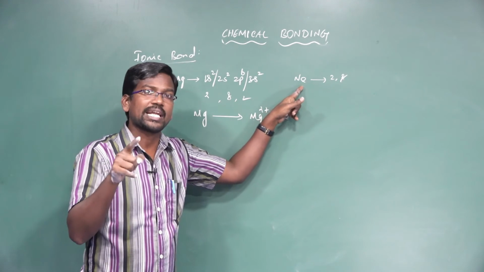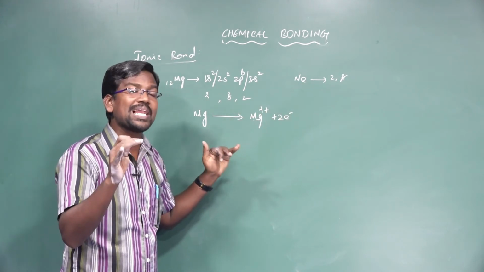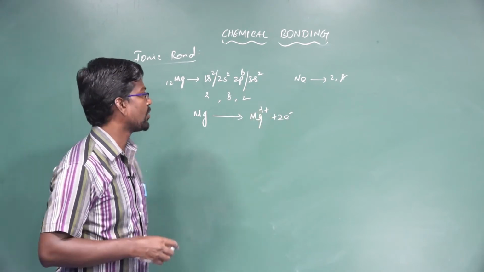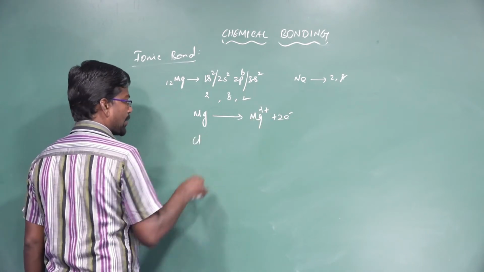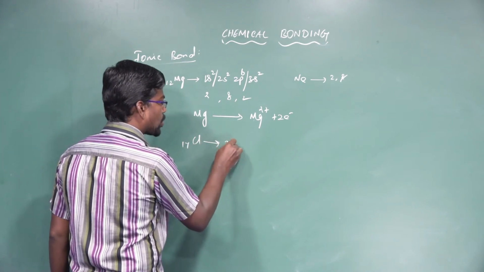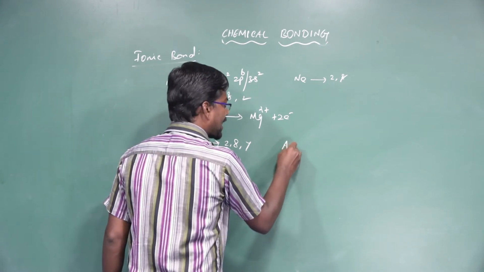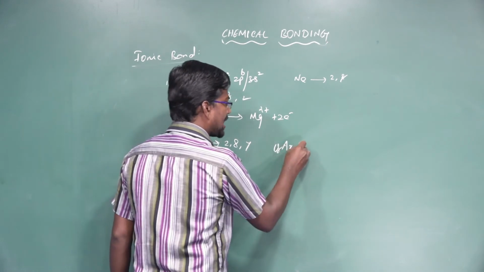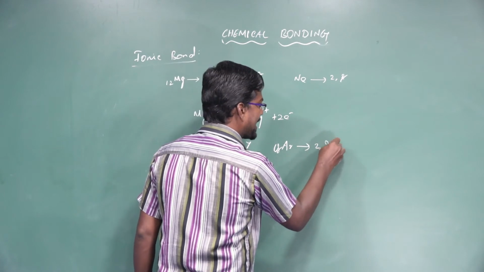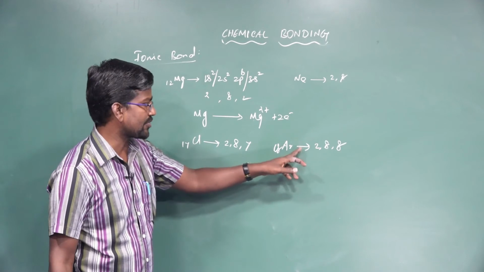Neon atom also contains 10 electrons. So magnesium 2 plus has a similar electron configuration to neon. Another one, Cl, the chlorine atom. Chlorine atomic number 17, electron configuration 2, 8, 7. Argon, atomic number 18, electron configuration 2, 8, 8. 2, 8, 8 is the electron configuration of argon.